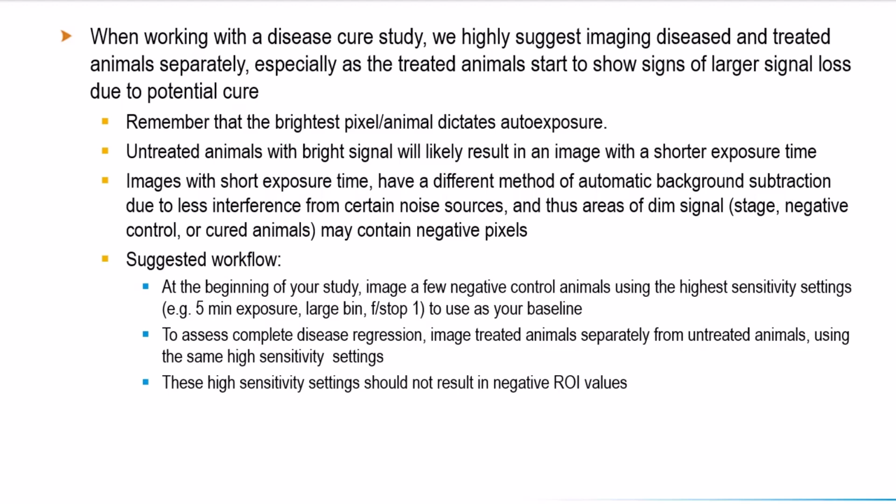performs background subtraction. When you think you may have eradicated your disease, you should also image those treated animals separately from your untreated animals with the same high sensitivity settings. This will ensure that you're picking up any potential signal, and your counts are high enough to avoid a negative ROI value after that background subtraction is performed.